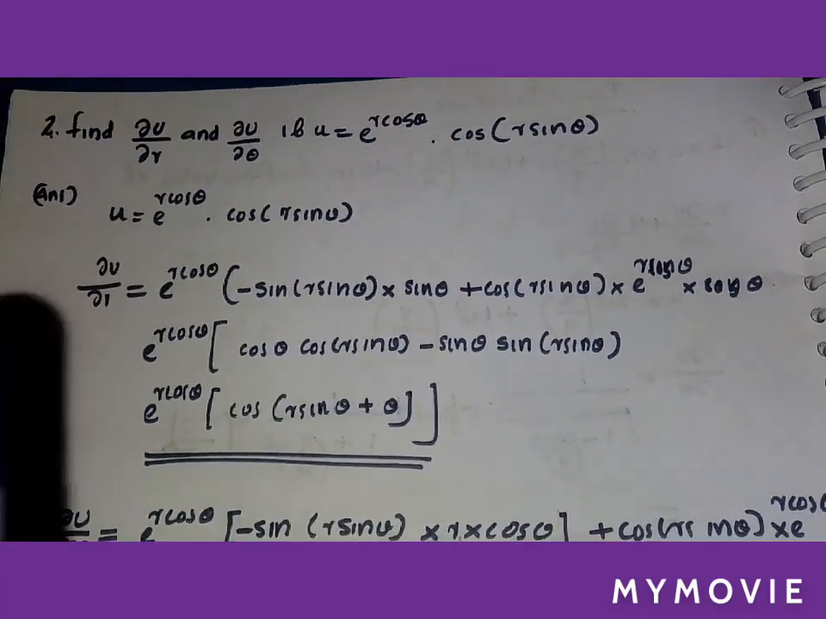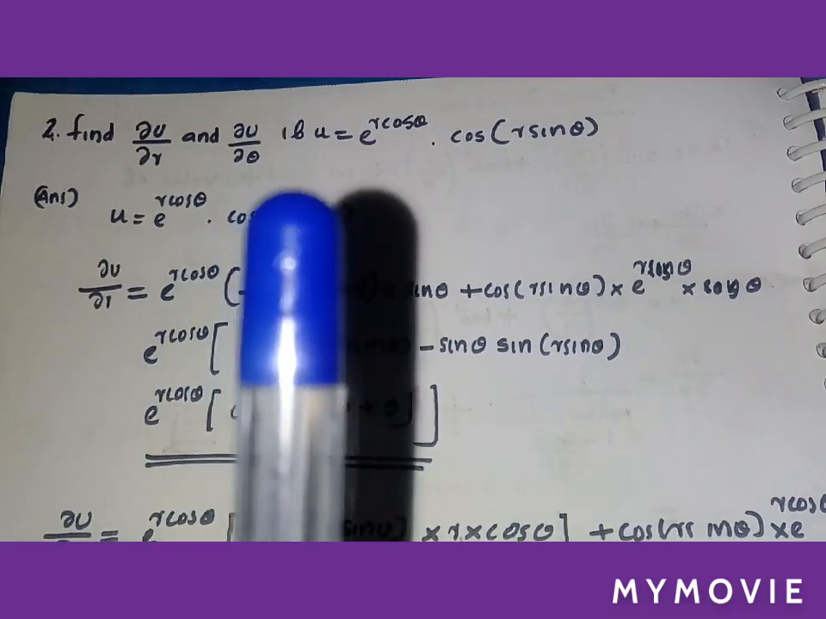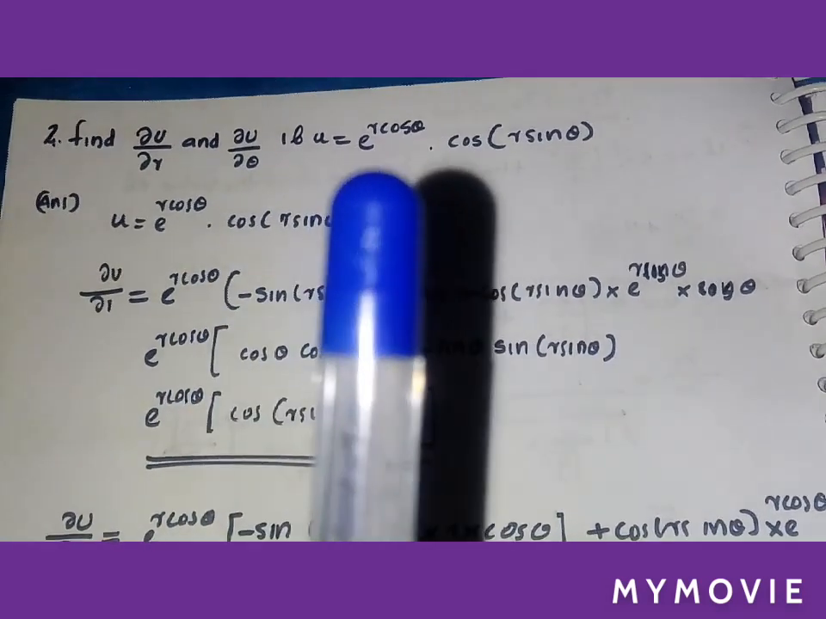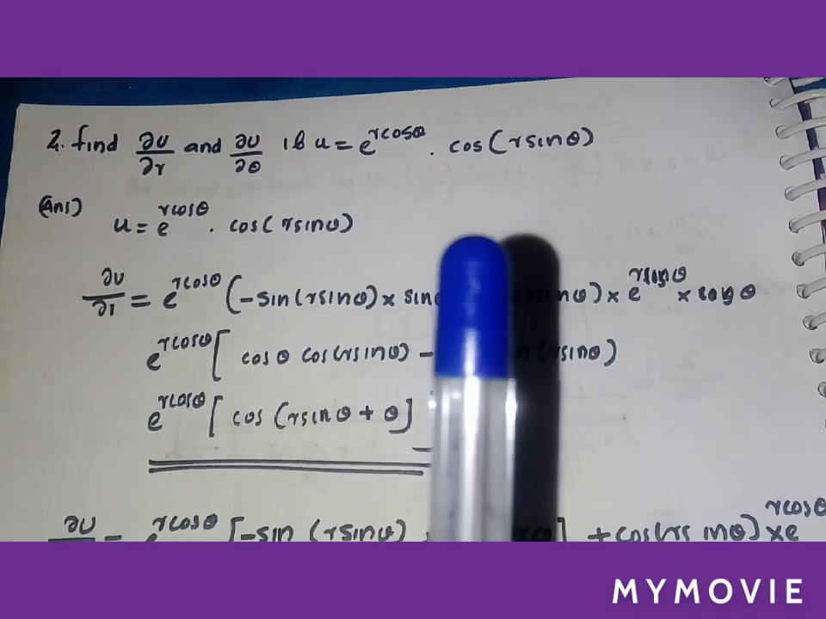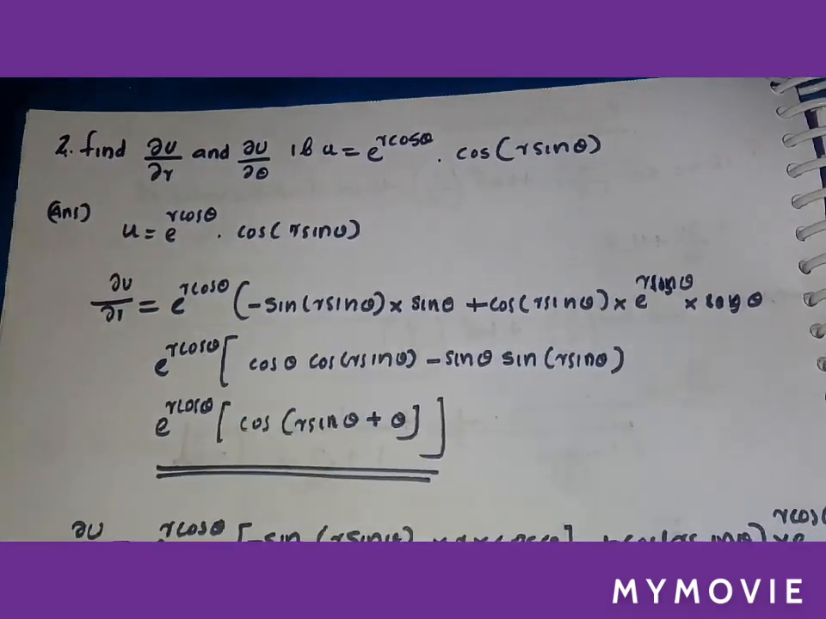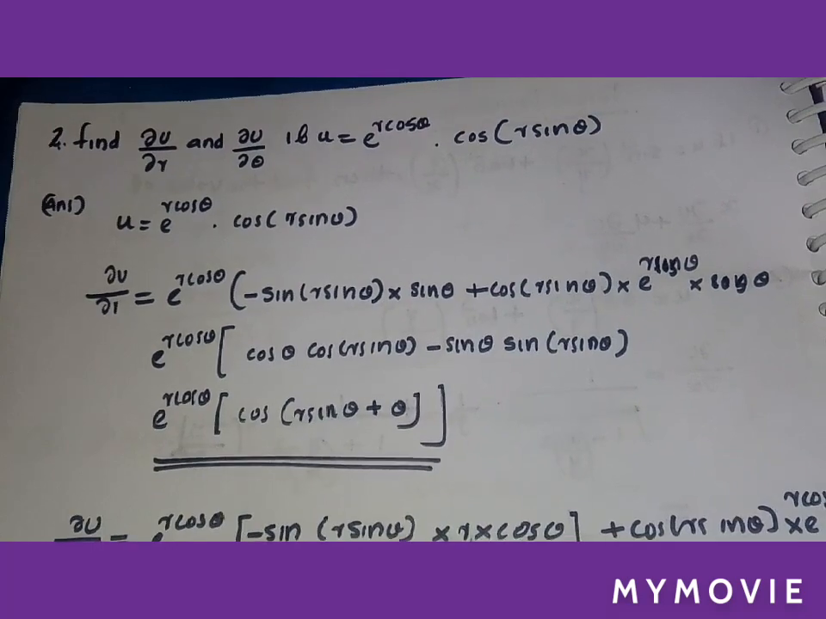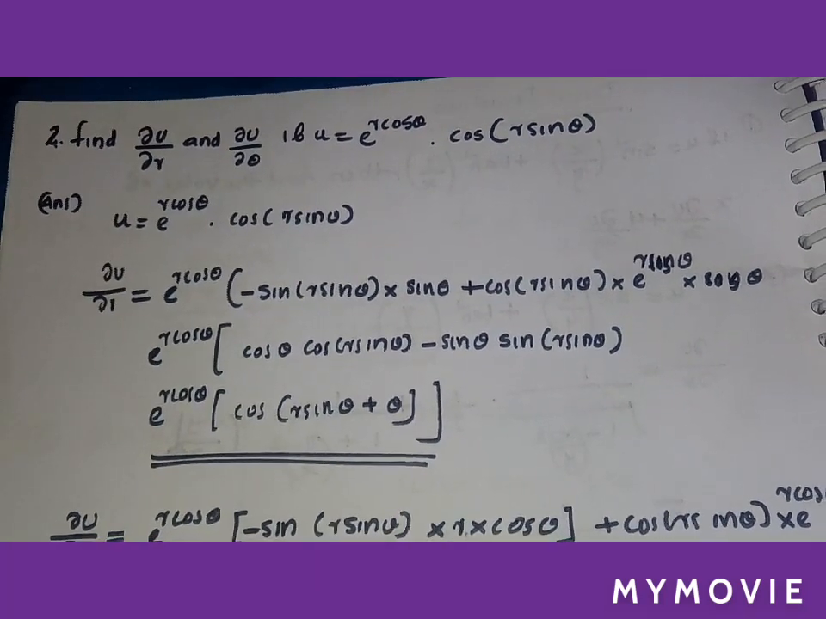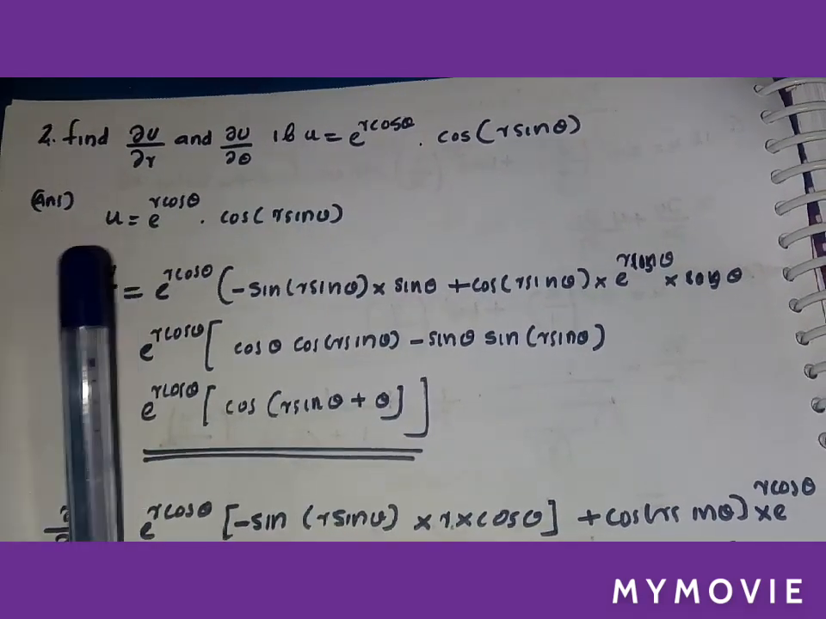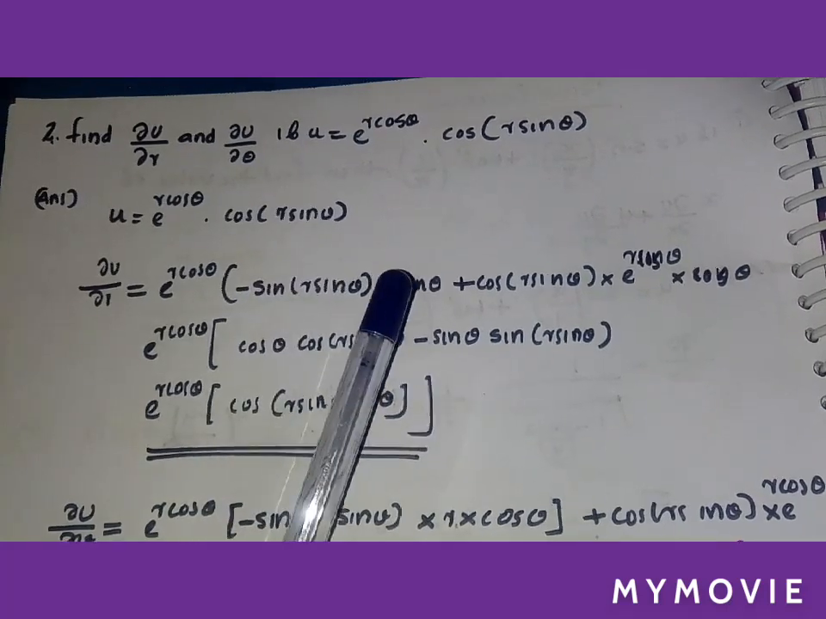Next problem: find ∂u/∂r and ∂u/∂θ if u is equal to e raised to r cos θ, cos of r sin θ. So we have to consider ∂u/∂r and ∂u/∂θ, where u is e raised to r cos θ into cos of r sin θ.